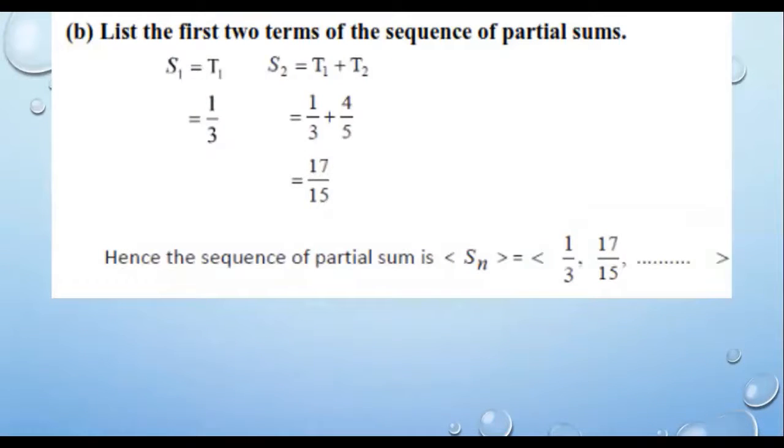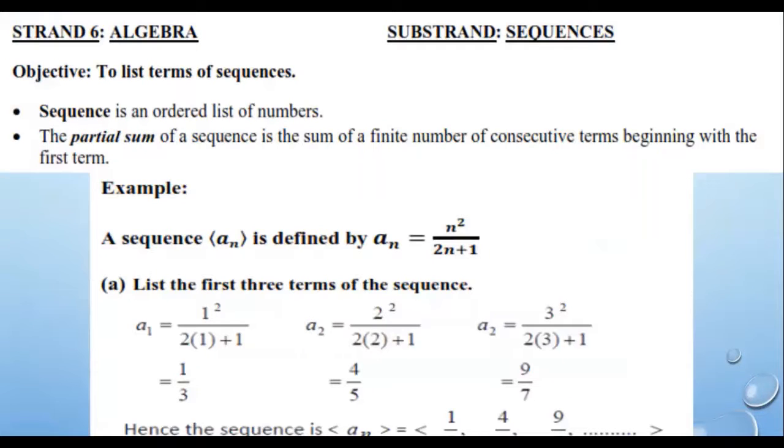Now list the first 2 terms of the sequence of partial sums. Now this is a sequence, whatever we have shown. You have to denote it like this: between the less than and greater than signs, you list the terms that you found. 1/3, comma, 4/5, comma, 9 upon 7, comma, dot dot dot.